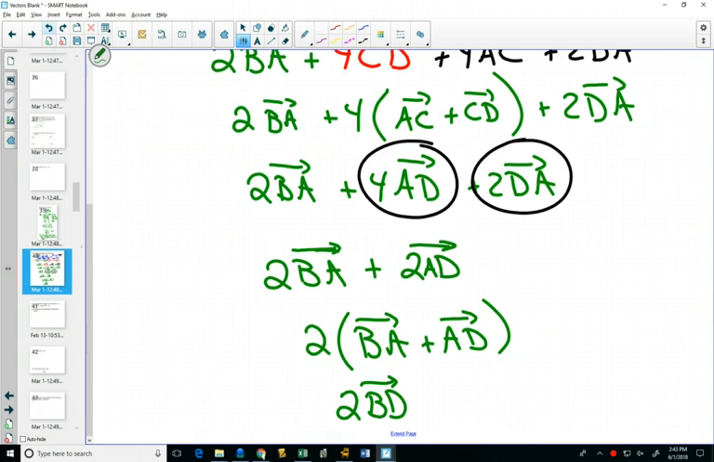Wait, how do AD and DA make their AD? Well, AD and DA are opposite directions. So if I go 4 in this direction and then 2 backwards, it'll be like I've gone 2 in the direction that I started with. You can take the time, if you want, to rewrite this one as a negative. And then if you have 4 of them, subtract 2 of them, that would leave you with 2 as well.